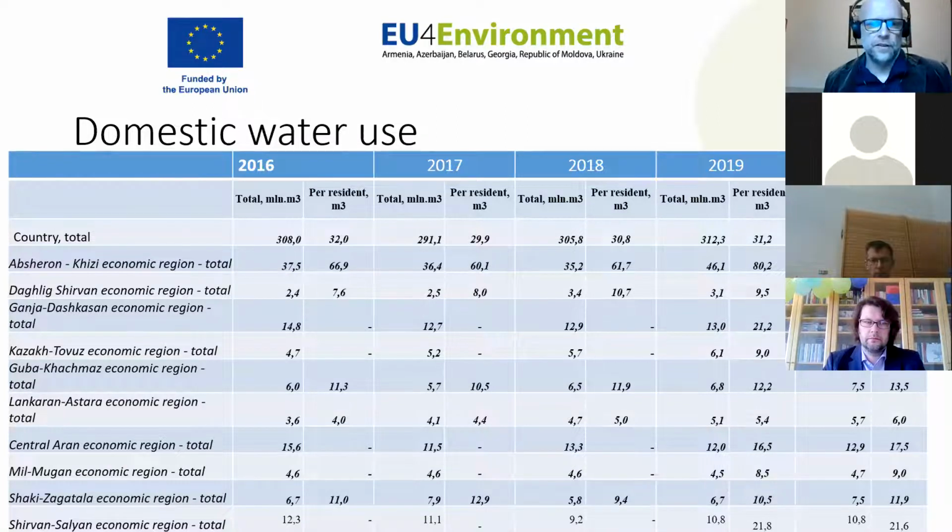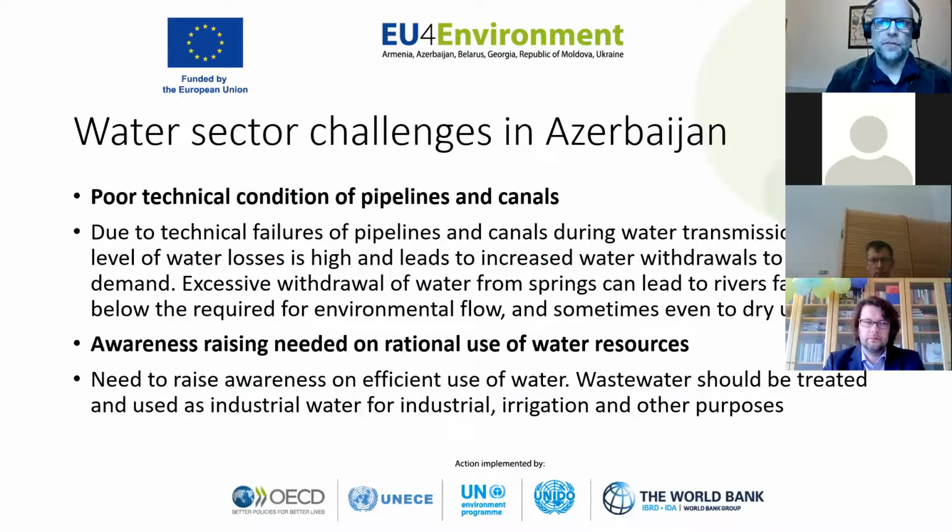Other challenges that were reviewed in the market study is that there's a poor technical condition of pipelines and canals. As mentioned, this is leading to a high level of losses in transmission, but also there are cases of excessive withdrawal of water from springs that can lead to periodic loss of required environmental flow.